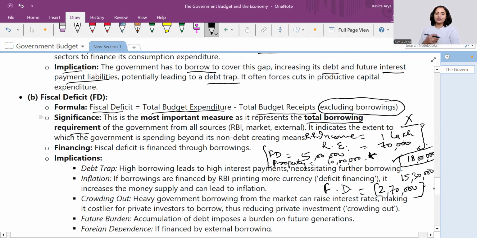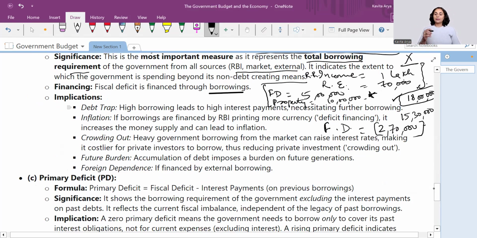Total borrowing means whether it borrows from the local market, external market, RBI, whomsoever. The borrowings are needed to this tune. So it indicates the extent to which the government is spending beyond its non-debt creating means, right? So financing has to be done through borrowings. So the implications are severe.